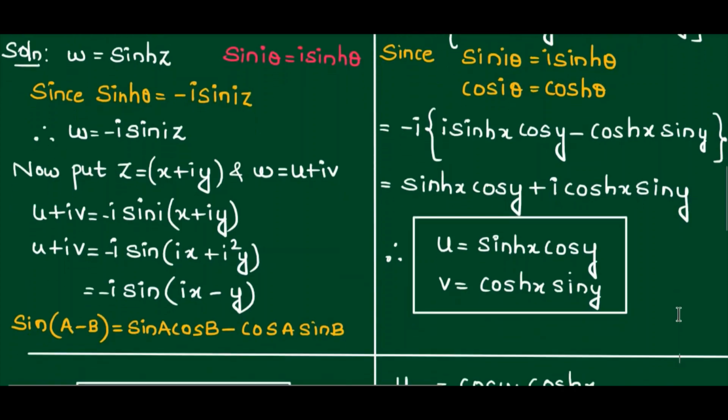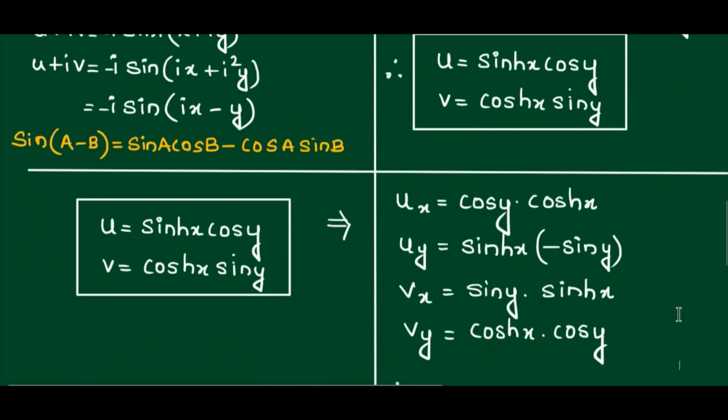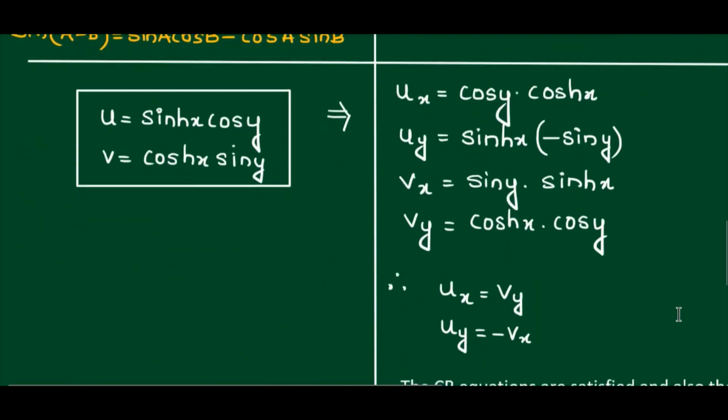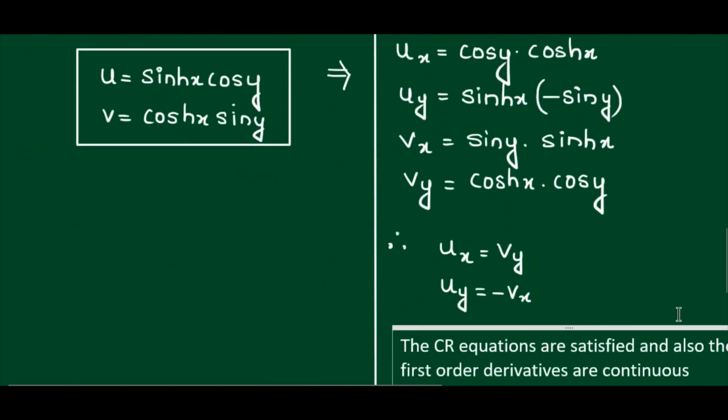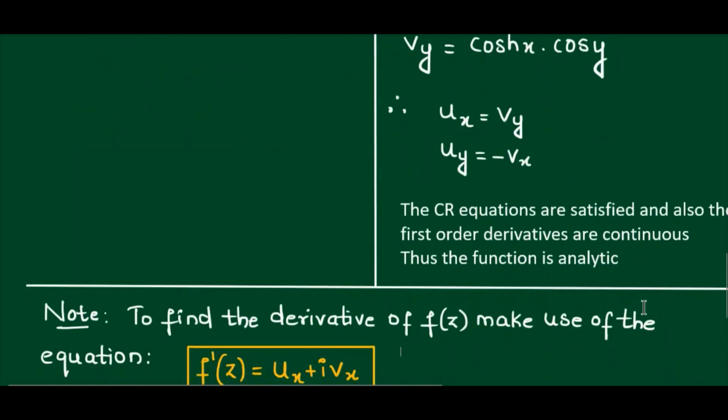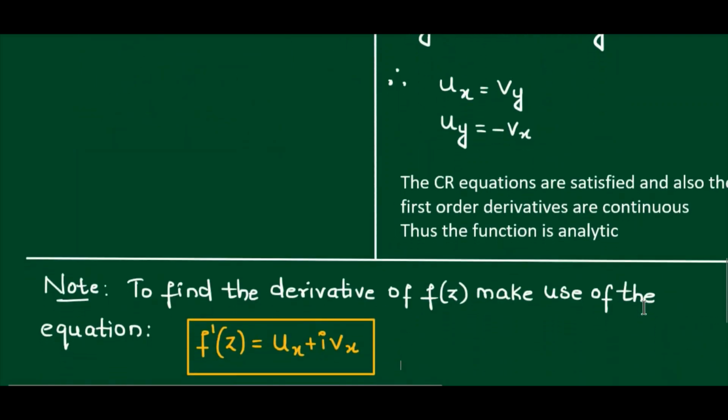Once you have obtained u and v, find out all the first order partial derivatives, and then you can compare the equations. These equations are satisfied, and therefore the CR equations are satisfied, and also the first order derivatives are continuous because hyperbolic sine and hyperbolic cos are continuous, and trigonometric functions like sine and cos are continuous. The product of continuous functions is continuous, thus the function is analytic. Please make a note of this.